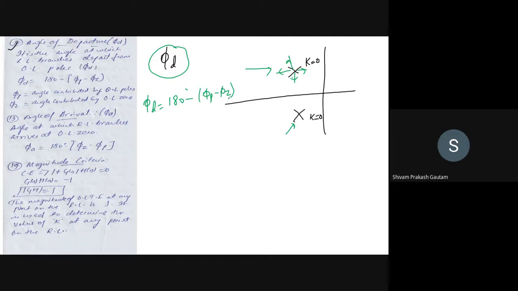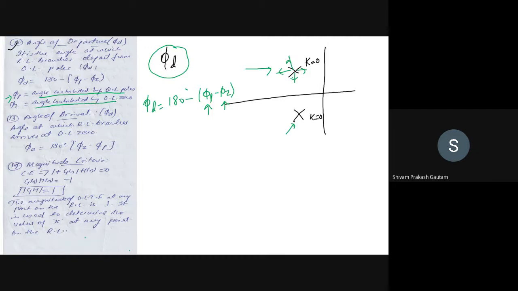Right? And here there are two terms, that is phi p and phi z. And what are those phi p and phi z? You can see from this point, phi p is the angle contributed by other open loop poles. And phi z is the angle contributed by open loop zeros, right?